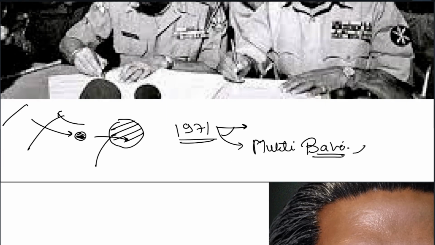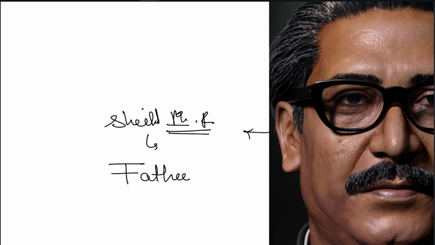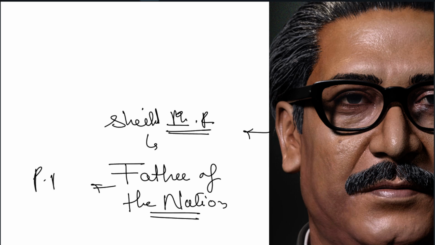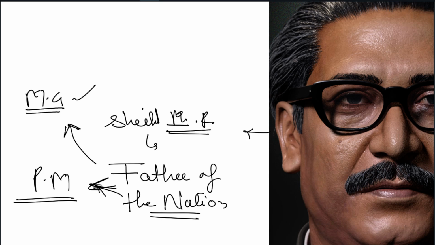Now, what happened after this war? The leader, Sheikh Mujibur Rahman, emerged as the father of the nation of Bangladesh. And obviously, he became the prime minister of Bangladesh as well as father of the nation, a position similar to Mahatma Gandhi in our country. He was also known as Bangabandhu.